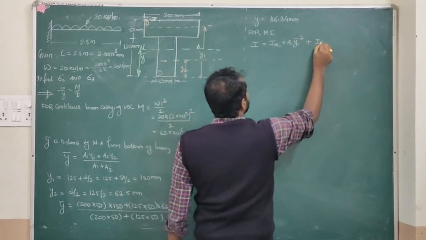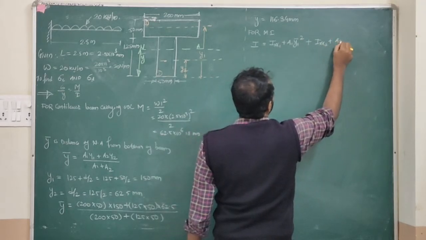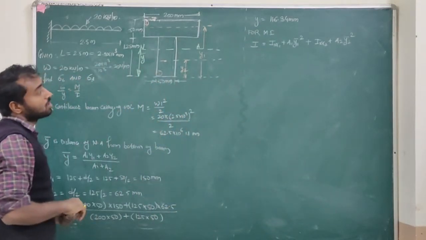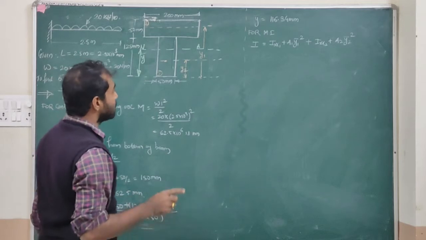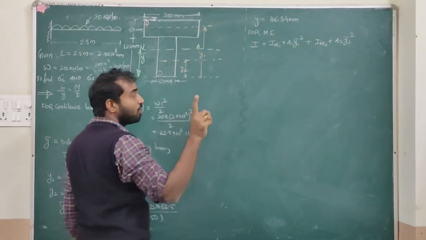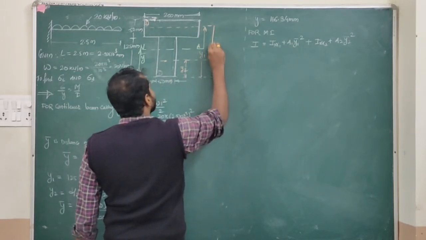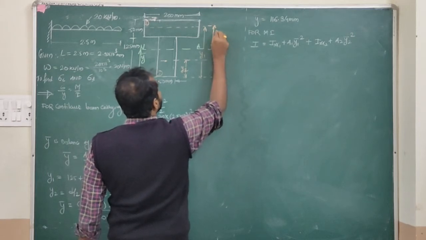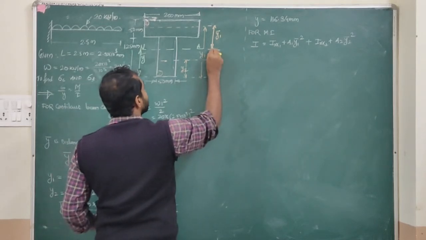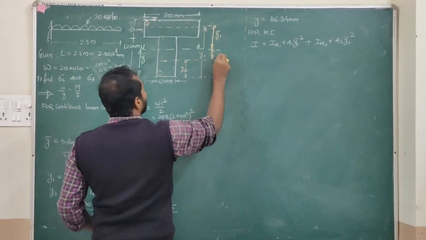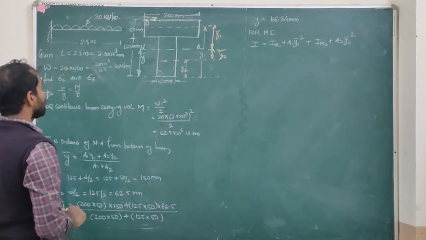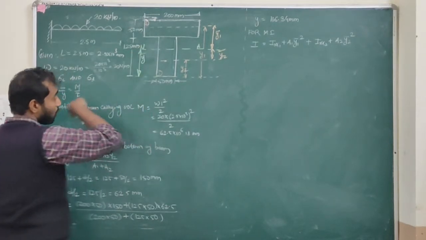plus Ixx2 plus a2 into y2 bar square. Now what is the y1 bar and y2 bar? Y1 bar is the distance of center of gravity to the neutral axis for the first element. For this case, this will be y1 bar, and for the second case, y2 bar is the distance of center of gravity of our second element from the neutral axis. So this is the distance of neutral axis from bottom.